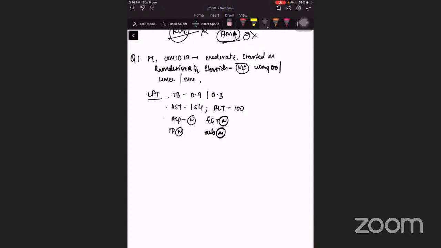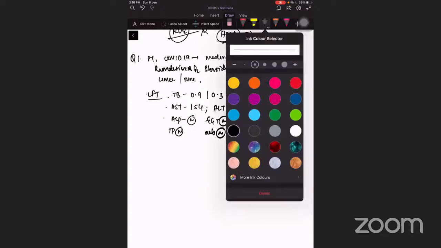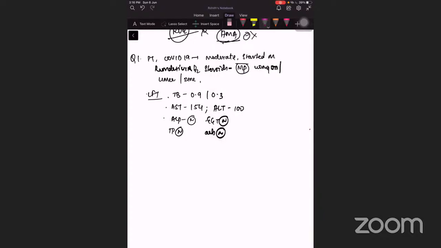So now what should I do? Patient is already on remdesivir. Should I continue? Should I not continue? Or is this enzyme elevation because of remdesivir, or is it because of something else? Is it just drug-induced hepatitis, or is COVID itself causing all this? So what to do?